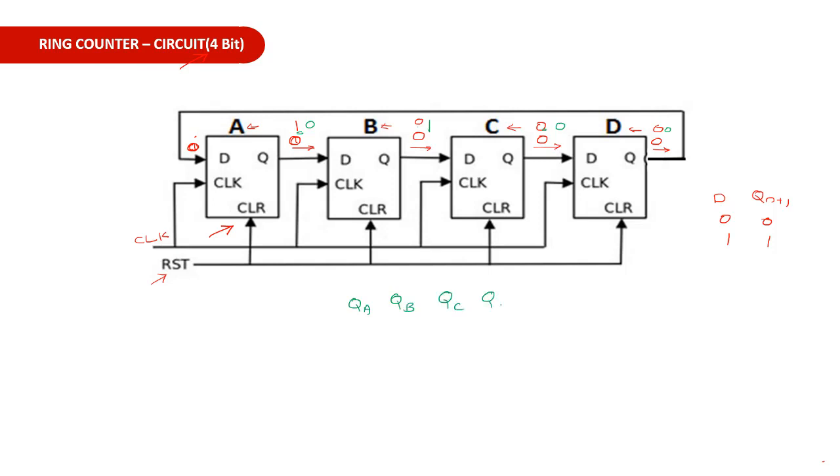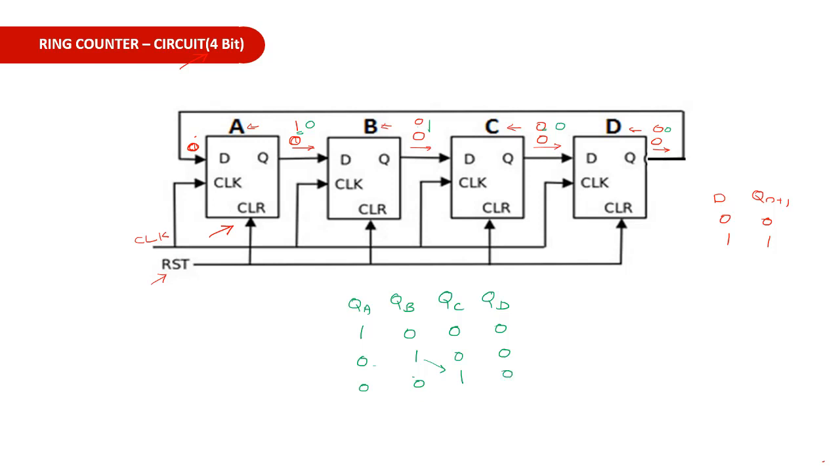If you are taking the first flip-flop, before the first clock pulse comes, this is the output. When the first clock pulse comes, this will be 0, this will be 1, this will be 0 and this will be 0. When the second clock pulse comes, this will be 0 because QD acts as the input of the A flip-flop, and this will be 0 because this acts as the input of this flip-flop. Then this will be 1 because QB will be acting as the input of the C flip-flop. Then this will be 0.